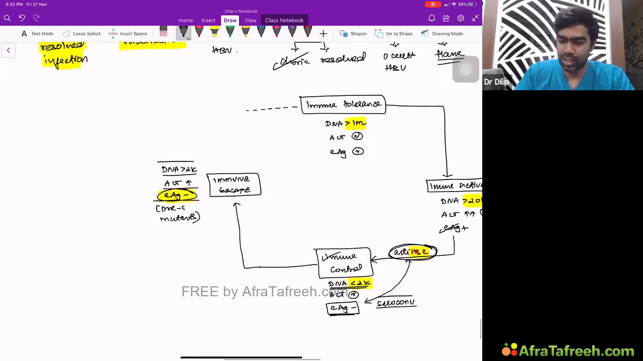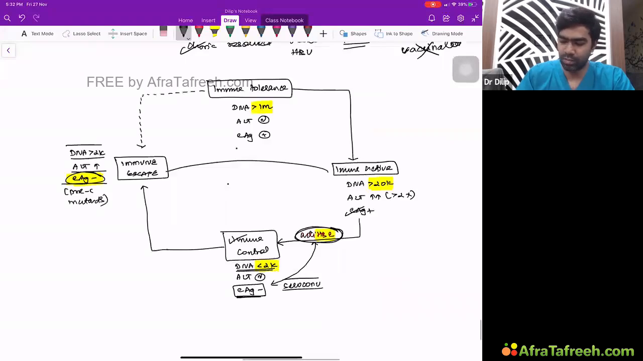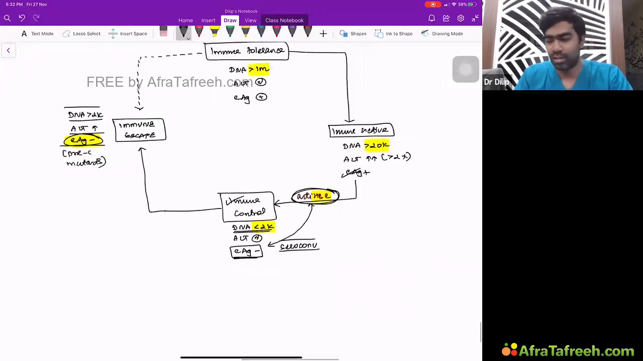And sometimes it's not that it should follow all the 4 classic stages. The patient can go from immune tolerance phase to immune escape phase directly also. At the same time, the patient can go from immune active phase to immune escape phase directly also. So it is not like the patient should follow all these 4 classic stages in a step-by-step fashion. But these are the 4 things that you need to understand. It's a very easy thing to understand. So this is how the virus goes in a step-by-step fashion.